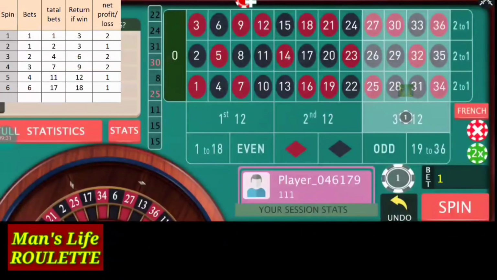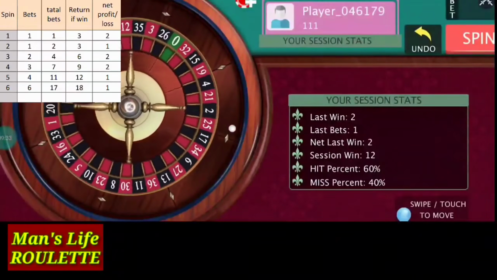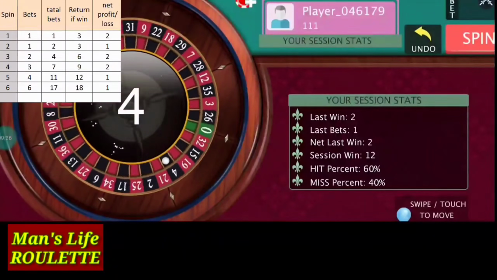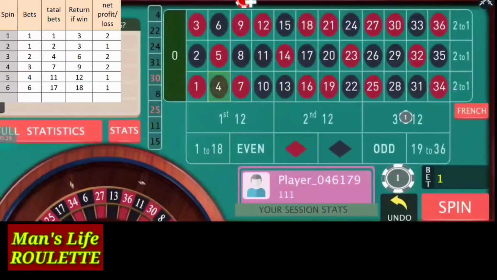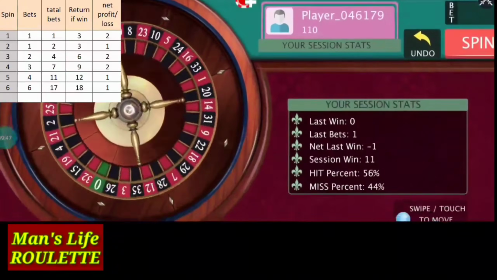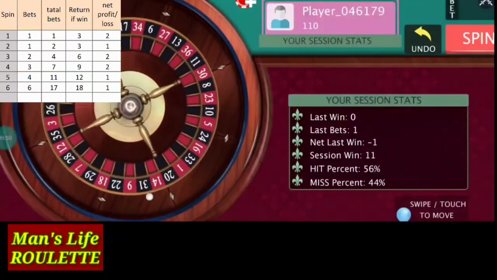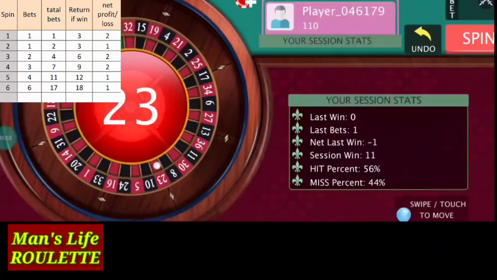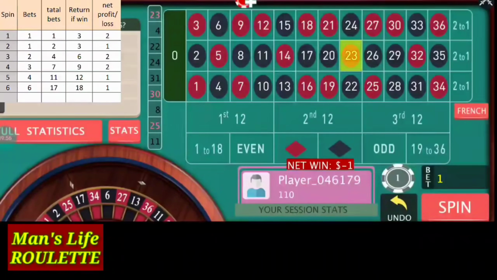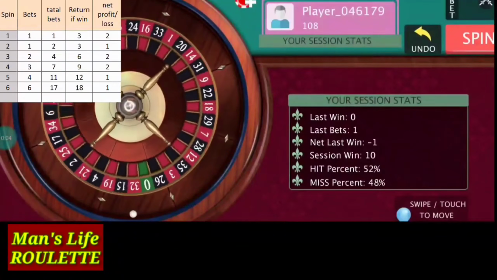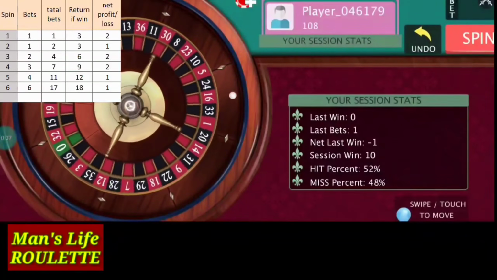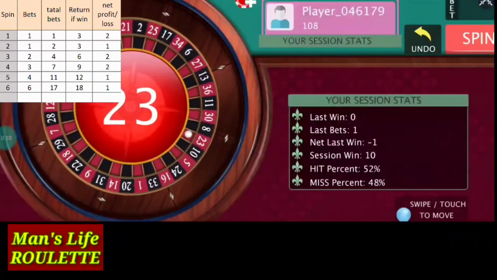So again a fresh cycle with the third dozen this time. And I lose here. So I have to move to the second spin, that is again $1, and I have decided to go with the first dozen this time. Again I lose here. So I lose my second spin. So my third spin will be $2 at any of the dozens. So second dozen with $2, and I win here.